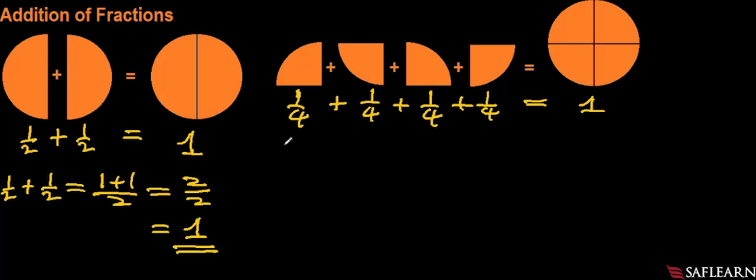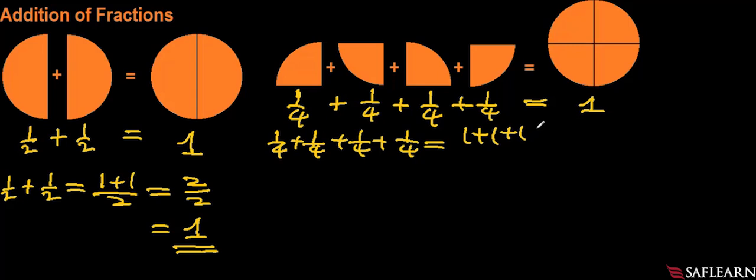Okay, now look at it like this. We have 1 over 4 plus 1 over 4 plus 1 over 4 plus 1 over 4 is 1 plus 1 plus 1 plus 1 all over 4. And this is 4 over 4, and this is equal to 1. Any number divided by itself is 1.